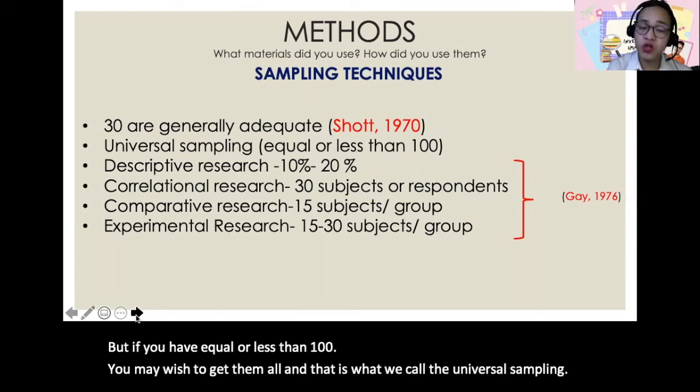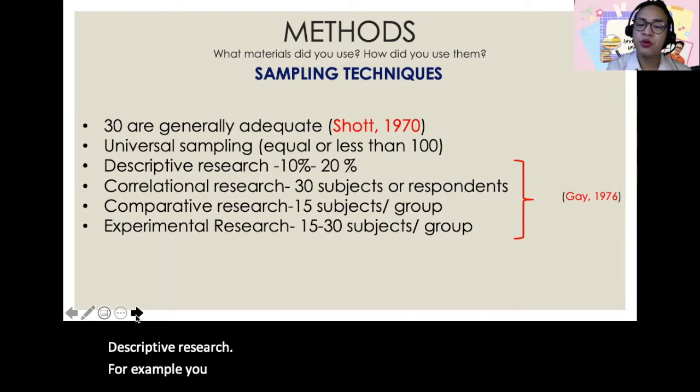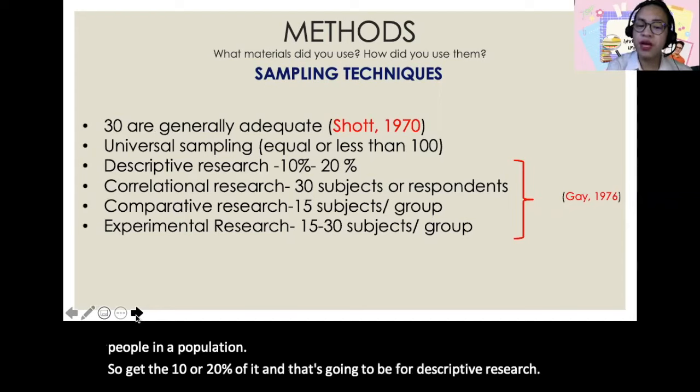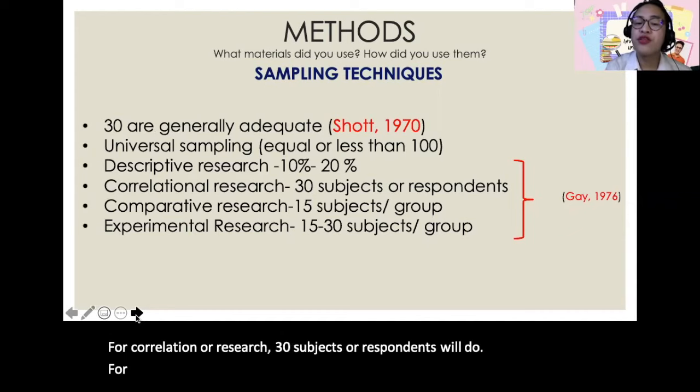Descriptive research, for example, you have 200 people in a population, so get 10 or 20% of it, and that's going to be for descriptive research. For correlational research, 30 subjects or respondents will do. For comparative, 30.